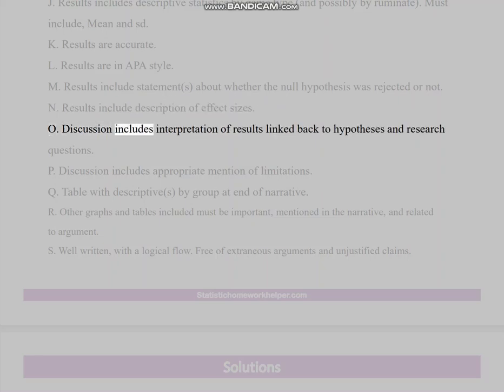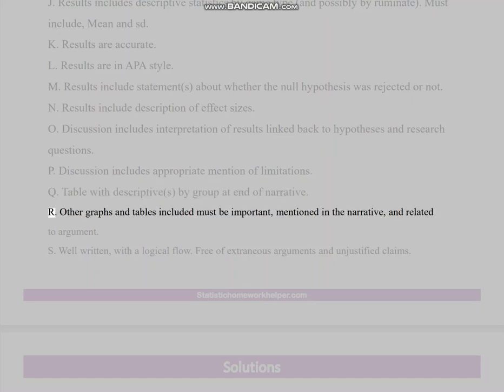O. Discussion includes interpretation of results linked back to hypotheses and research questions. P. Discussion includes appropriate mention of limitations. Q. Table with descriptives by group at end of narrative. R. Other graphs and tables included must be important, mentioned in the narrative, and related to argument. S. Well written, with a logical flow. Free of extraneous arguments and unjustified claims.